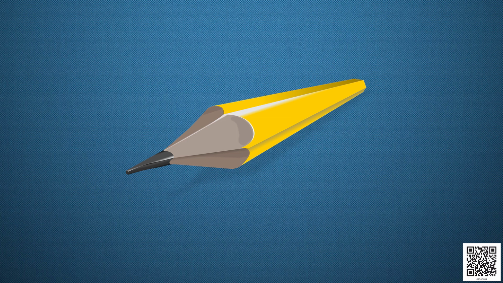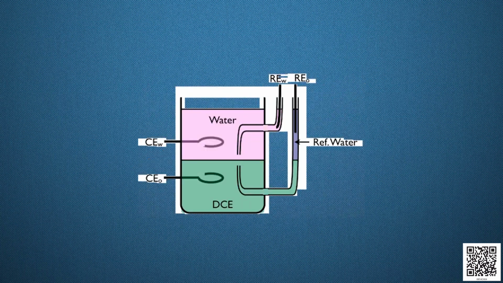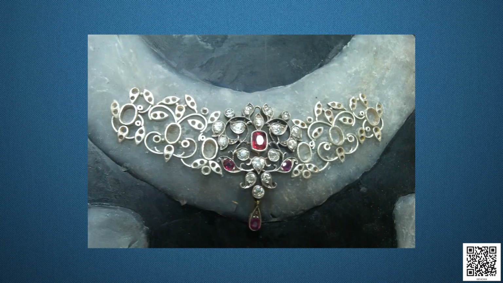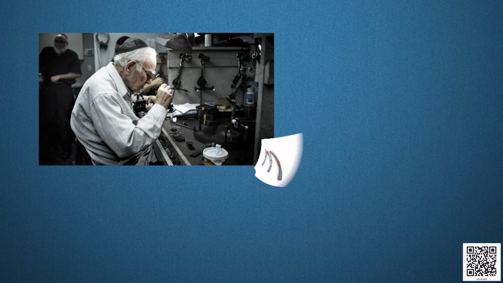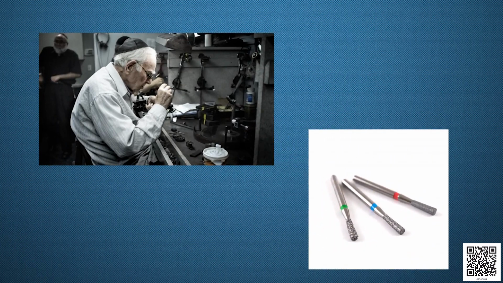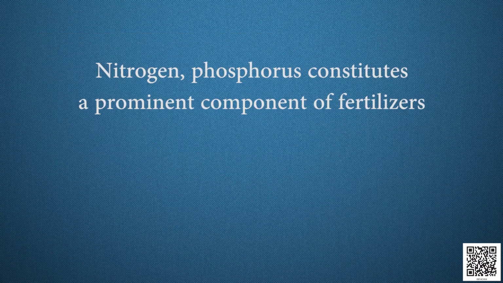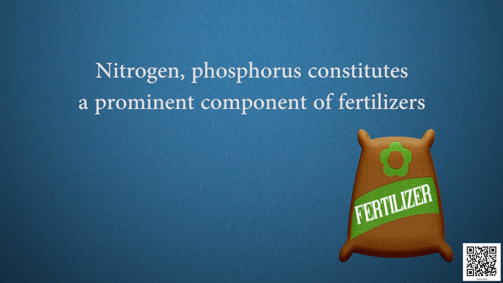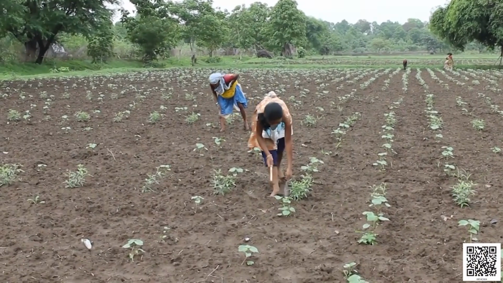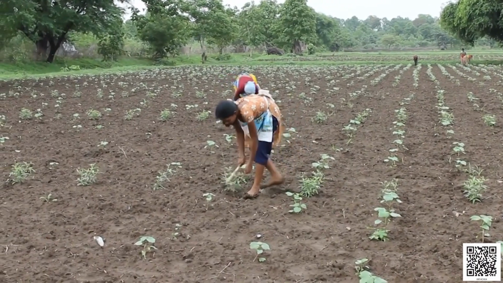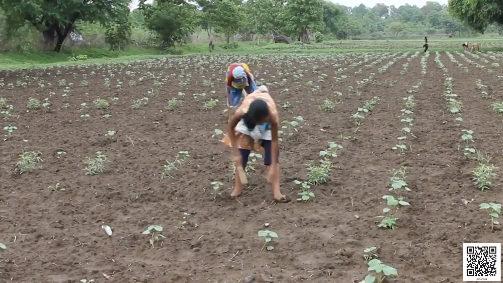Graphite is used in pencil lead and has immense applications as electrodes. Diamond is used for making jewelry and is employed as a cutting tool. These are all allotropes of carbon. Nonmetals like nitrogen and phosphorus constitute a prominent component of fertilizers. These are applied in agricultural fields to enhance the growth of plants and crop yield.